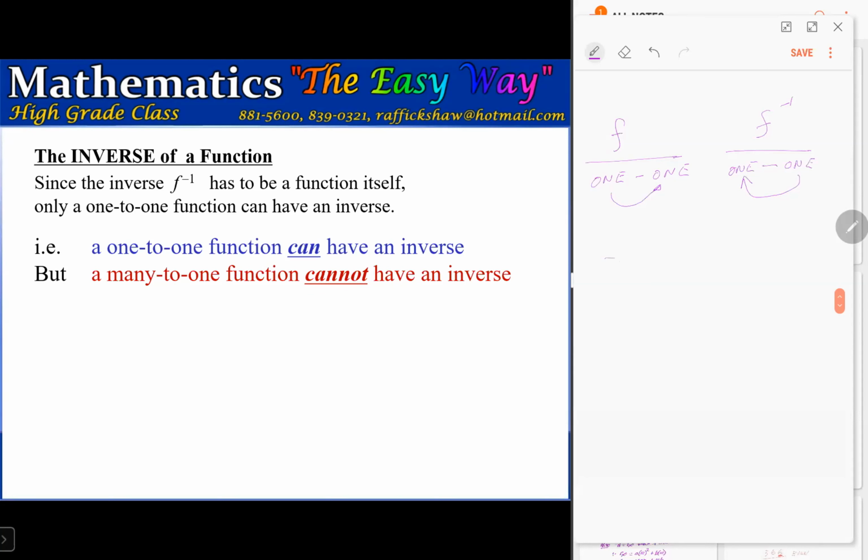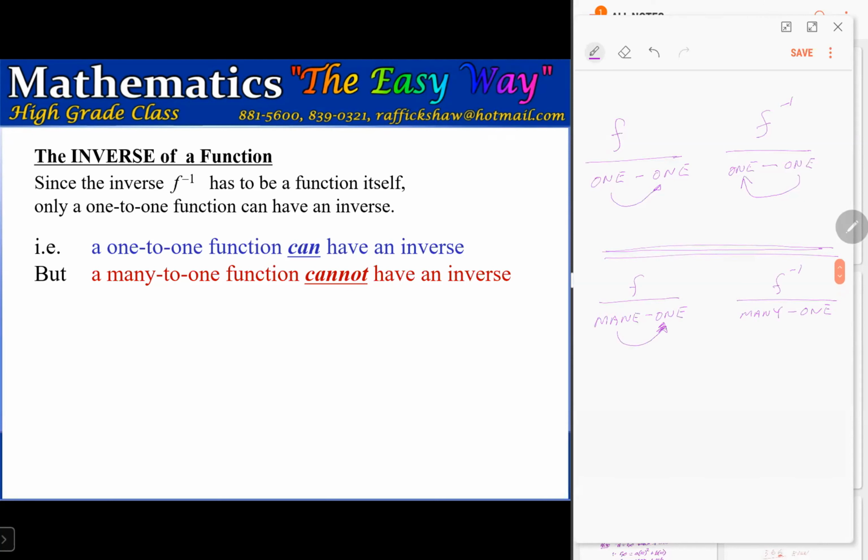But if the original function was many to one, and you try to form the inverse, and you still put back the many to one down here, as we did at the top, this one down here, many to one, is good.